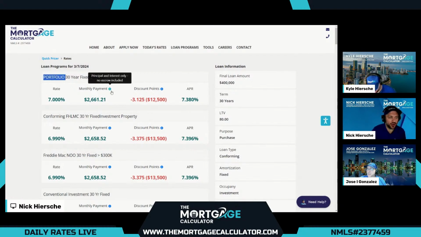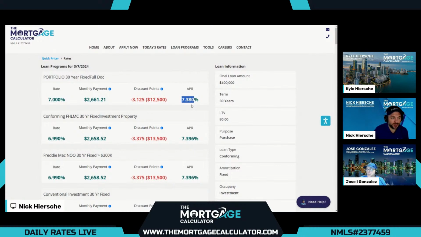Our portfolio option here at the top, remember, is not a true conventional option. It uses all the same guidelines, but it's not a Fannie or Freddie loan. So this option is technically the same guidelines, just doesn't need the loan level price adjustments, which is why it comes in a little bit cheaper some days. 7% rate for this one, 3.125 discount points in cost, puts a final APR at 7.38.